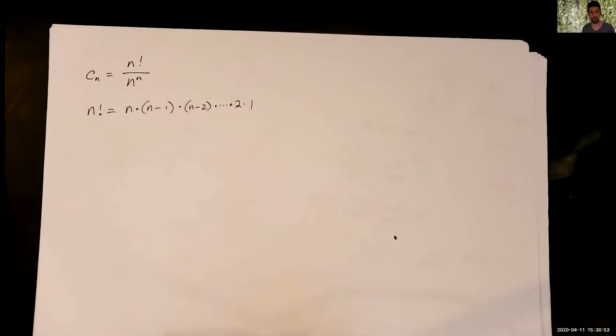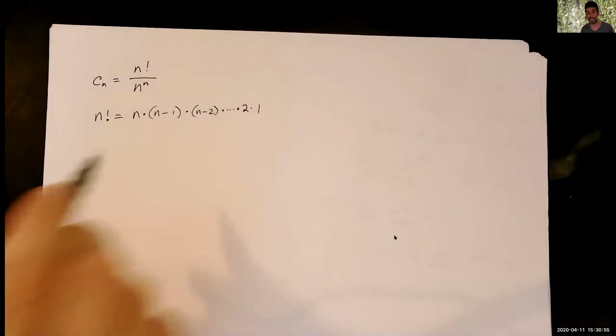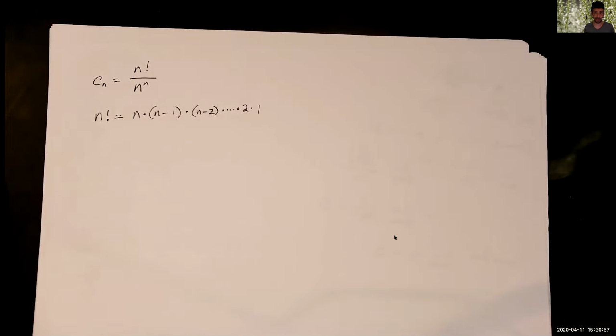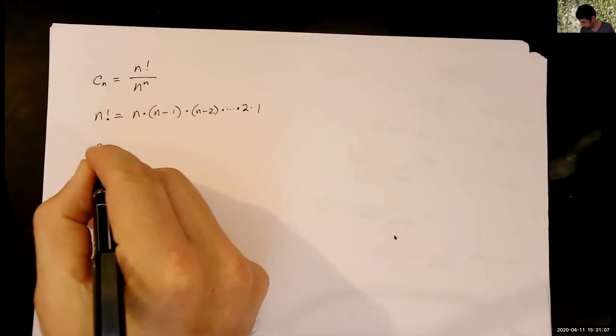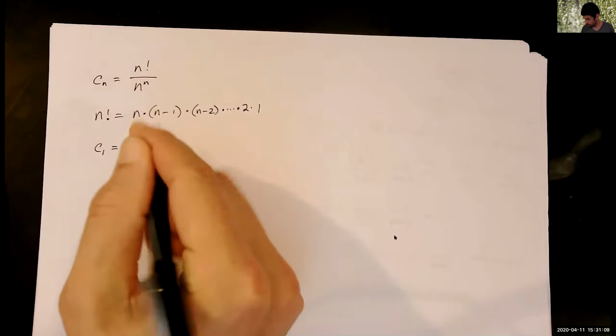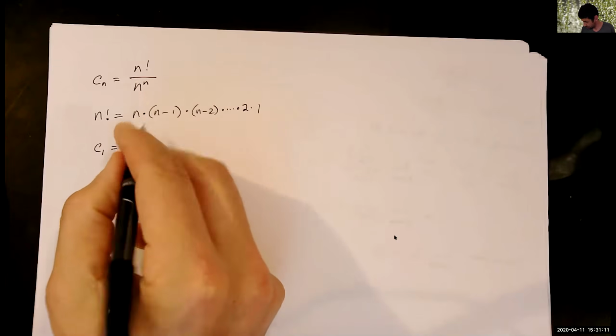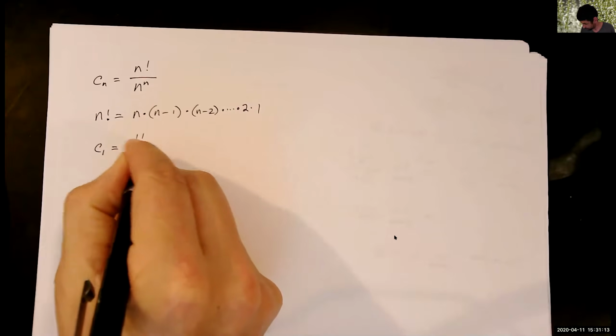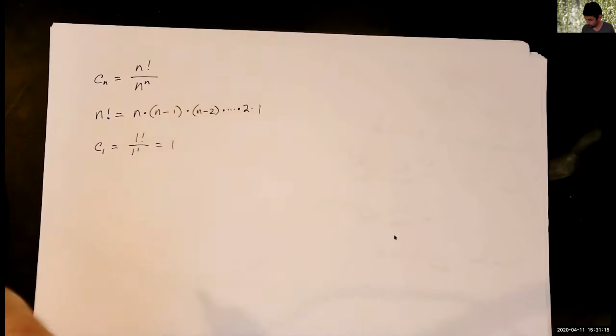Let's just write out a few terms of this to start getting a handle on what this thing does. This is a good idea whenever you encounter something that's unfamiliar. Let's not live just in theory. Let's just write out some terms and see what this thing looks like. So C1 is going to be 1 factorial over 1 to the 1, or 1.